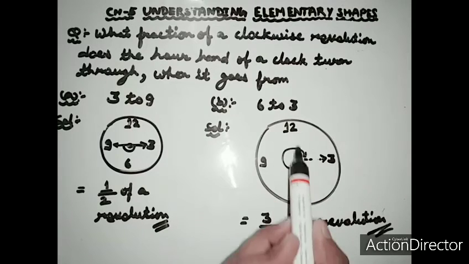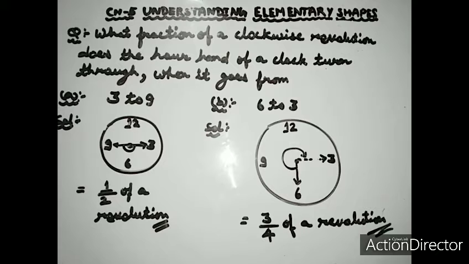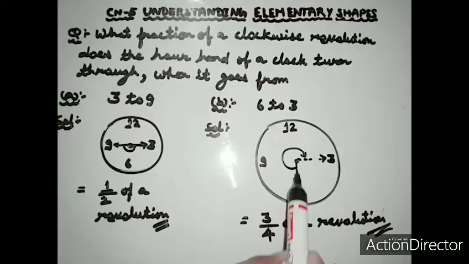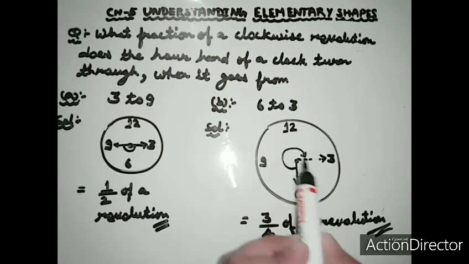3 and 4, total 4 right angles here. So here we take the fraction with denominator 4. And what is the total number of 90-degree angles formed between 6 to 3? So here 1, 2 and 3, right? So here we write 3 upon 4 of a revolution. Now we take another example related to the clock.